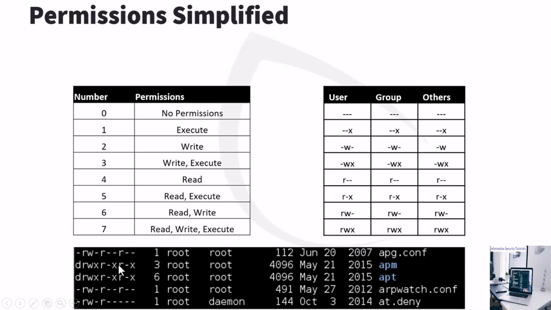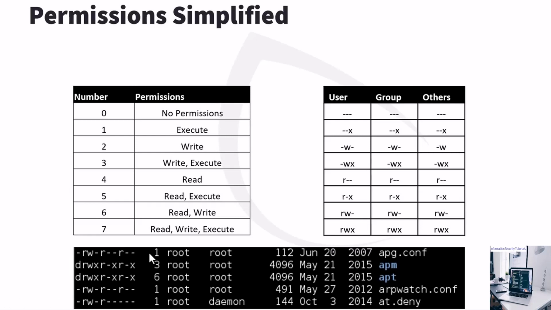So as you can see in the bottom screenshot, for this file called abg.conf, the user has the read and write permission but doesn't have the execute permission, and the group has the read permission, as well as the other users, who have the read permission.